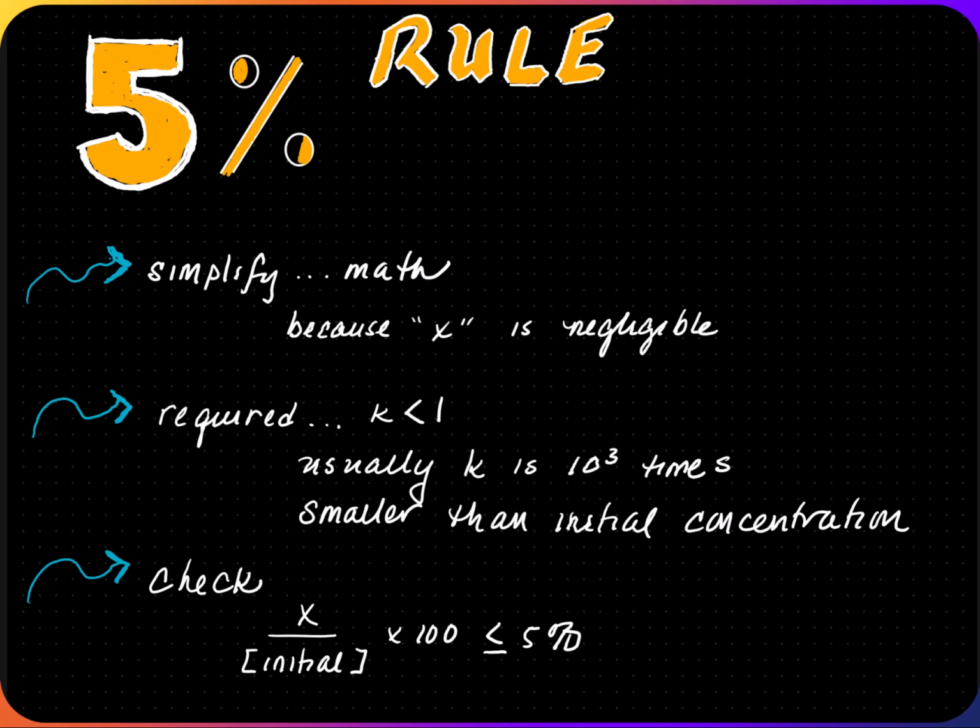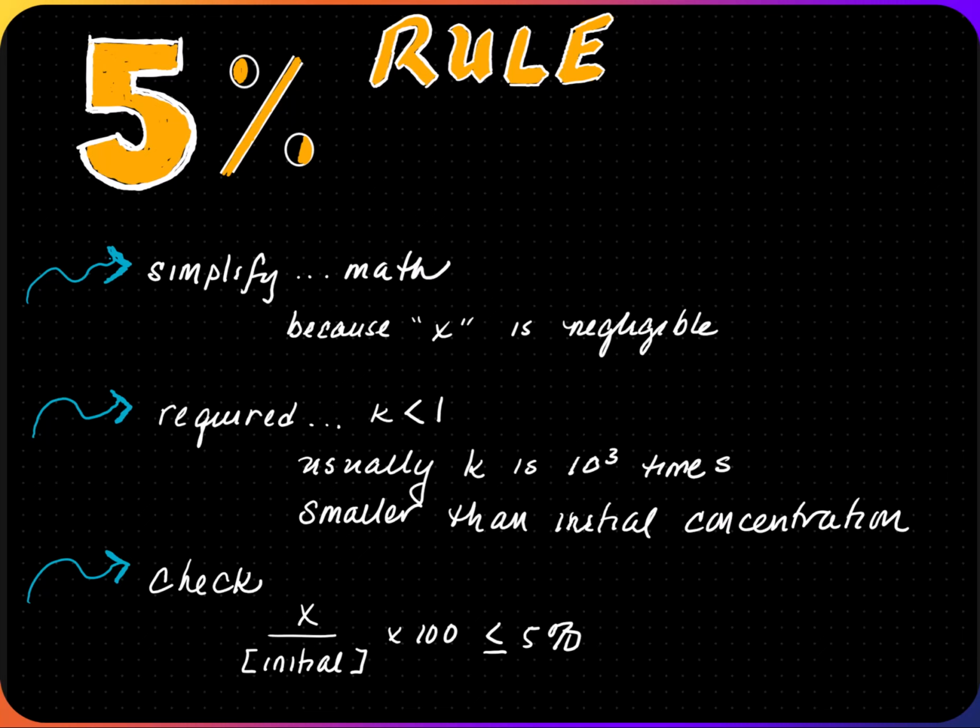When calculating for equilibrium values, sometimes the math is simple, but the majority of the time the math gets more complicated, especially if the numbers are very large or very small. When we use the 5% rule, it simplifies the math because x or 2x becomes negligible. That means if I add x or if I subtract x, the final answer will not change. Therefore, we could ignore x.